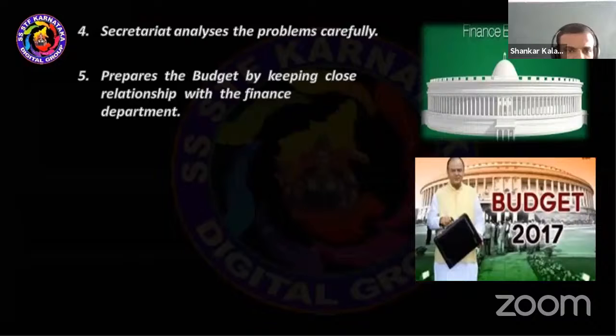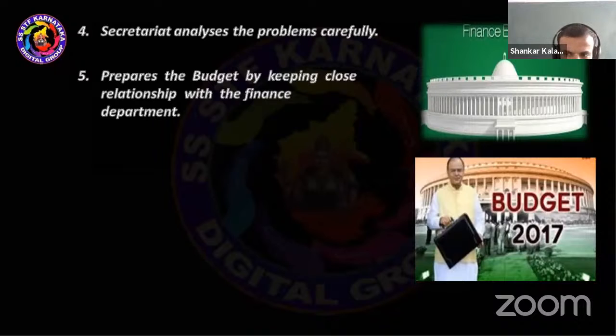Then the fifth: it prepares the budget by keeping a close relationship with the finance department. Here, the secretariat prepares the budget. What do I mean by budget here? That is the estimation of expenditure and income of the government in a year. Budget is the estimation of income and expenditure of a government in a year. All these expenditures and incomes, that is, the budget, will be prepared by the secretariat with the help of the finance department.